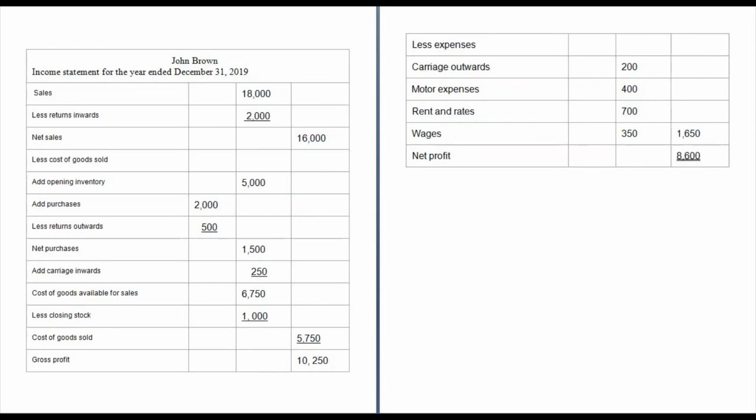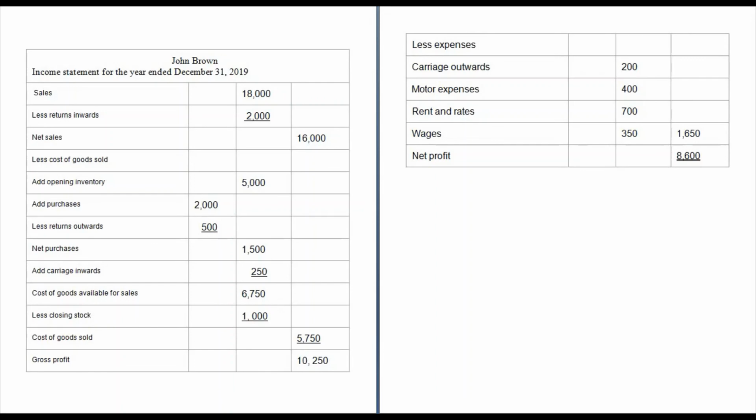Question number 4: did you pay to carry the goods or the items into the establishment, into the business? Once you have that, that is carriage inwards, you would add your carriage inwards because it is the cost that the business bears to carry goods to the business. So that's the fourth question. When you complete your calculation, you will get the cost of goods available for sales.